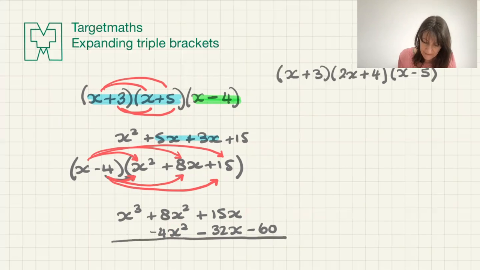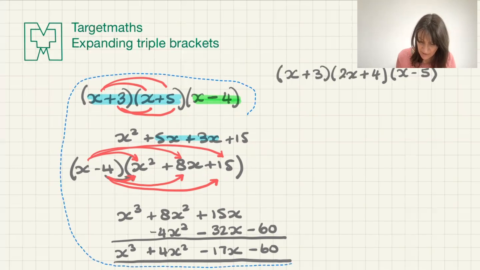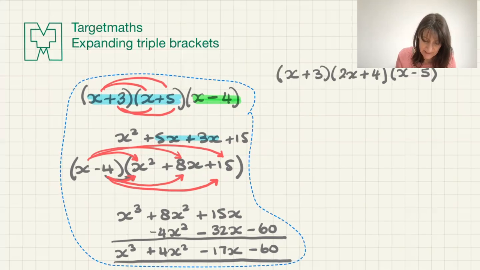So I've got x cubed, nothing to go with it. I've got 8x squared. It says take 4 away. That leaves me plus 4x squared. I've got 15x, it says take 32 away. That's minus 17x. And then I've got nothing to go with that, minus 60. And there's the answer. I'm going to keep this because I do want to show you something once the second one's done.